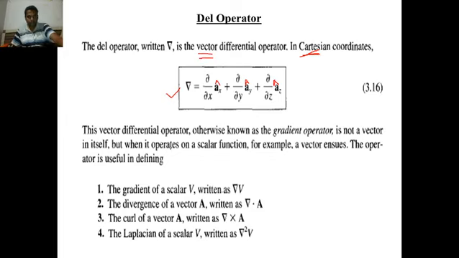Now, what are the operations possible with the del operator? Can you recall the previous lecture, I think lecture number 4 or 5? Del operator, if you multiply with a scalar, gives you the gradient of that scalar. For example, our scalar is V, it can be anything. So del V is nothing but the gradient of V. The second operation possible with the del operator is the divergence of the given vector. For example, our given vector is A bar, then del dot A bar is nothing but the divergence of A bar, or divergence of A, no problem.